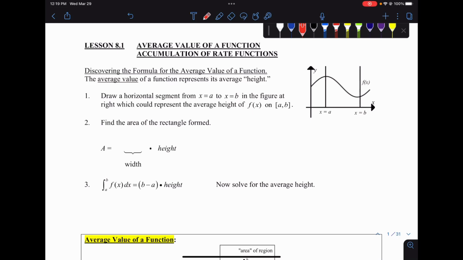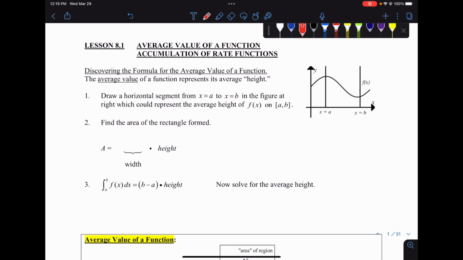All right, guys, so 8.1, we're talking about the average value of a function, which is very different than the average rate of change. But there's a good chance both of those questions are going to get asked to you on the same page of the AP test. So average value, we're going to start there, then we'll get on to accumulation functions.